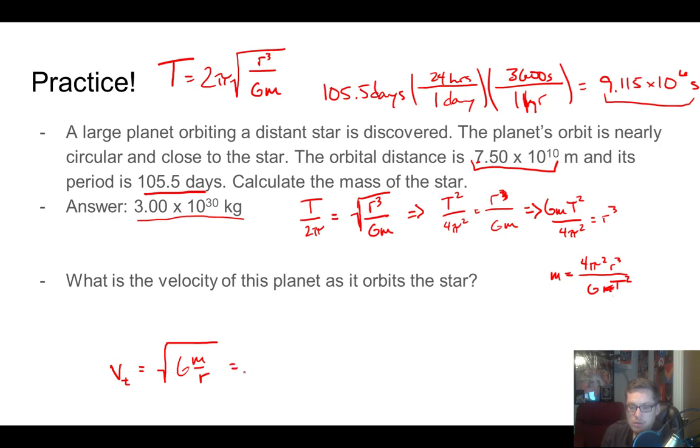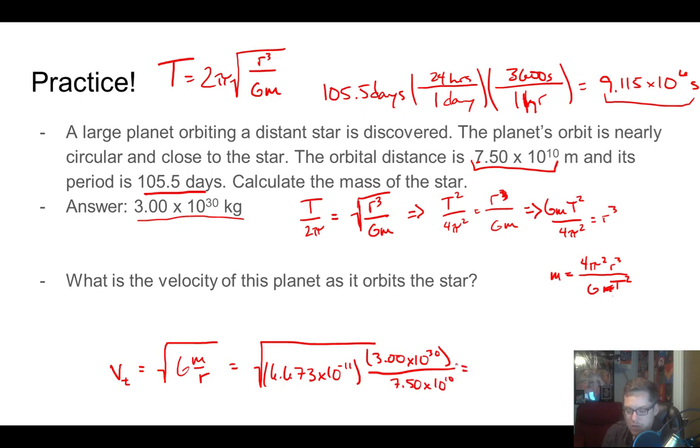Okay, so our G value here would be 6.673 times 10 to the minus 11th. The mass is what we just solved for, so that's the 3.00 times 10 to the 30th. And the r value would be the 7.50 times 10 to the 10th. And you should plug that all in, and you should get this answer right here.